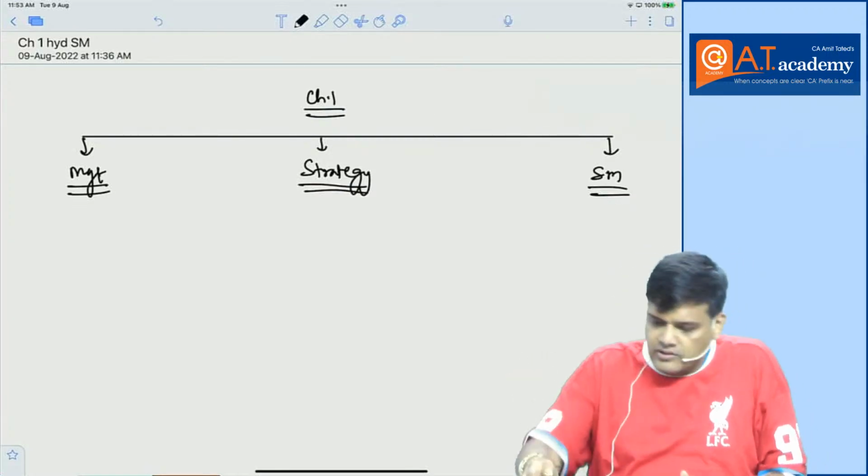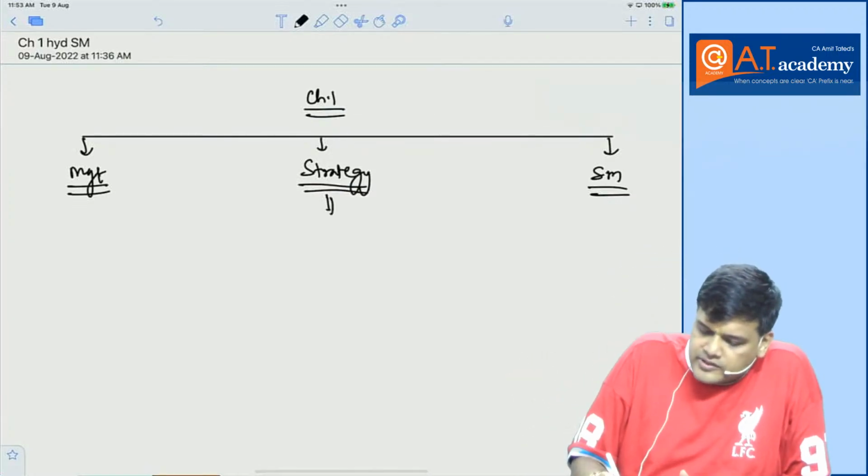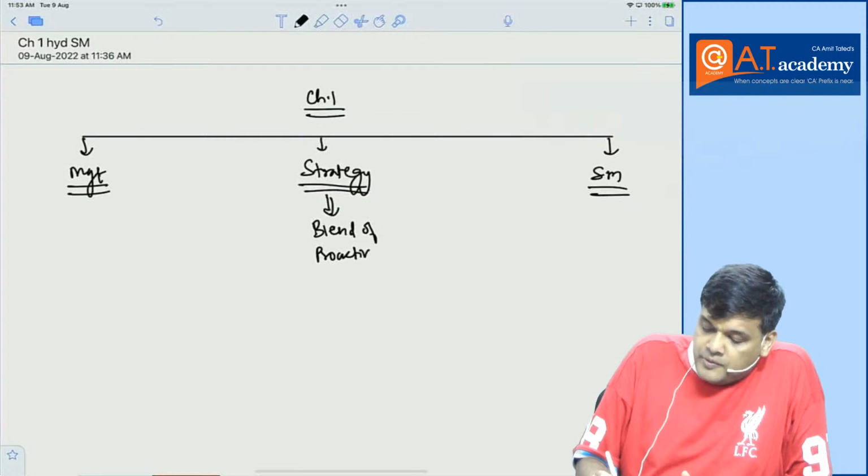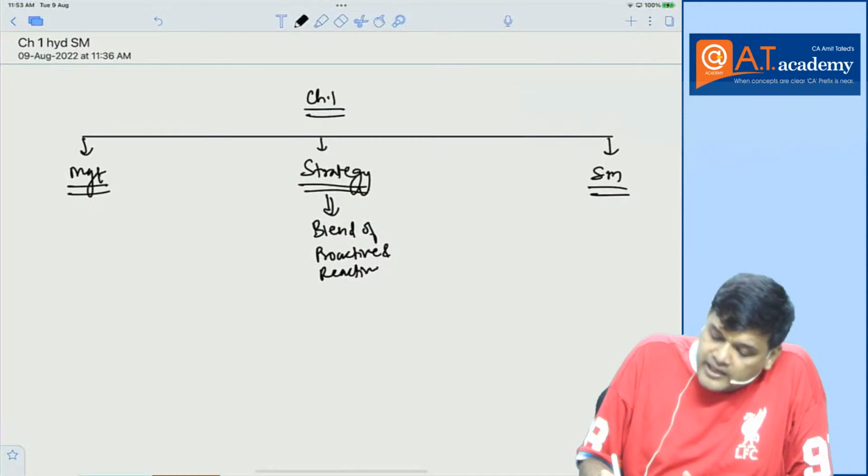Perfectly clear? Okay, after this we will be discussing this one question itself. A blend of proactive and reactive. I am saying it again. If I ask you which is the best one between proactive and reactive, but if I ask which is the best one, I am just asking for the answer.